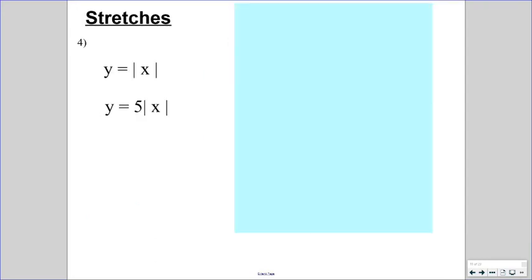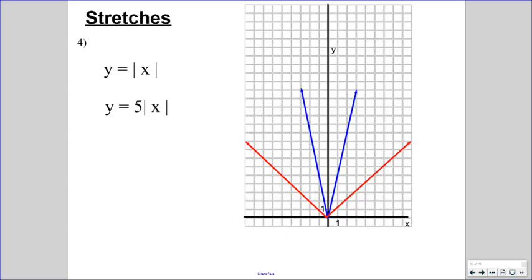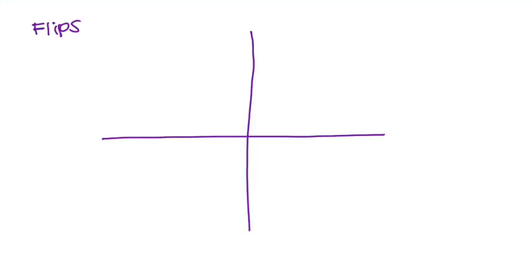Give number 4 a try. Pause the video, graph the parent function and then the stretch, and then come back and check your answer. We've got the parent function, the absolute value of x, in red, and then the stretch is a stretch of 5. That's where we see the blue graph more narrow than the original parent function. It's going to have a steeper slope essentially on both sides of the line.